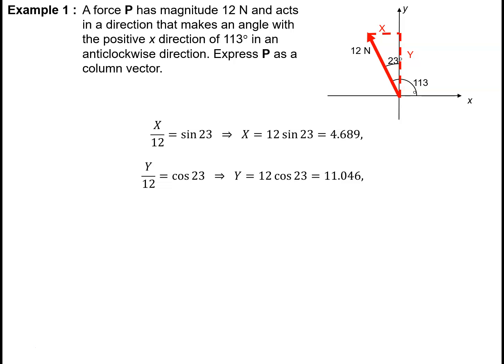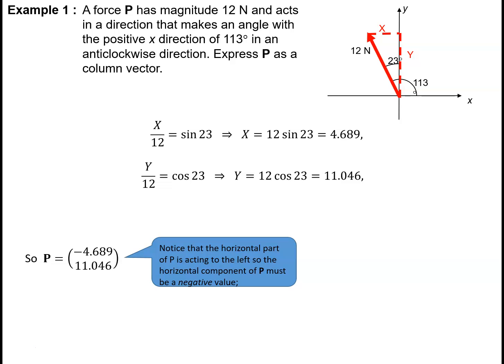Now we need to be slightly careful in this example because the x component of the force is clearly negative, because the force is acting to the left. So the x component of the force is minus 4.689, and the y component is acting upwards, so the y component of the force is positive, 11.046.